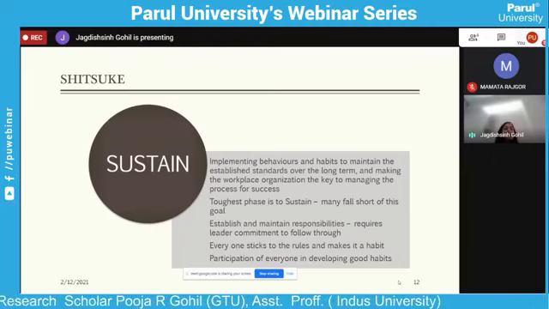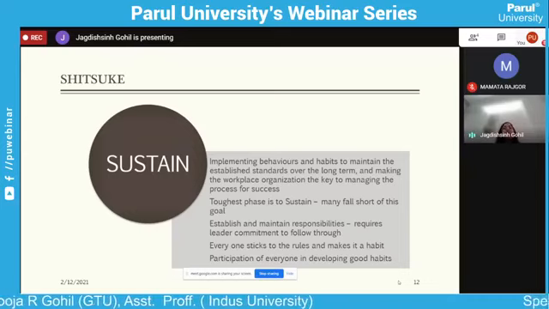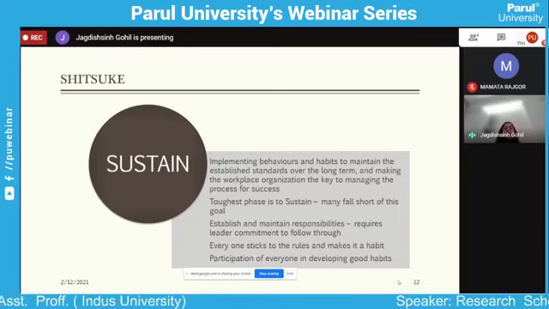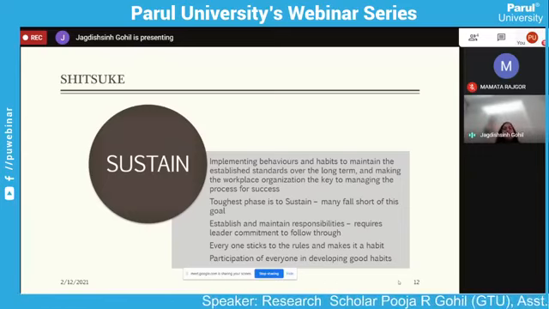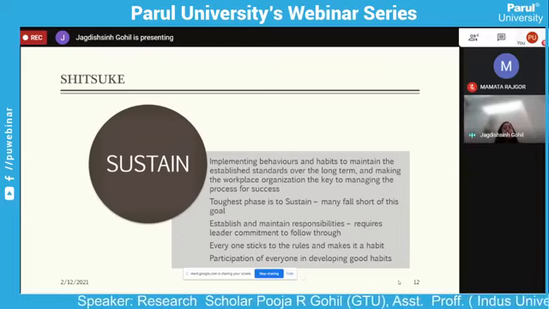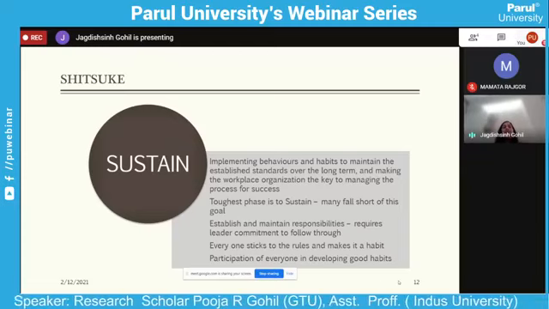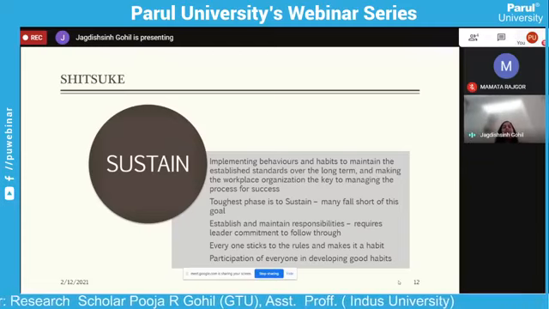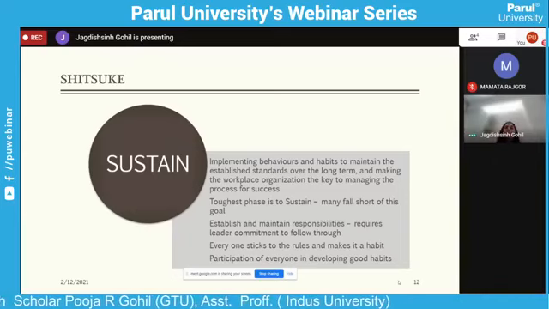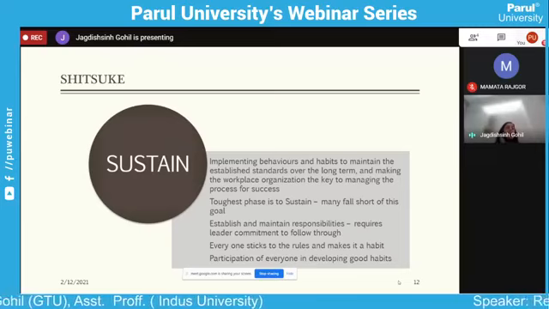So, implementing behaviors and habits to maintain the established standards over a long period of time and making the workplace organization the key to managing the process for success. This should be in your mind: if you make your workplace neat and clean, that's the best key for your success. So, sustainability is the toughest part, and many fall short of this goal. The first four steps people are still doing, but the last step very few are following. So you should not lack in this part.